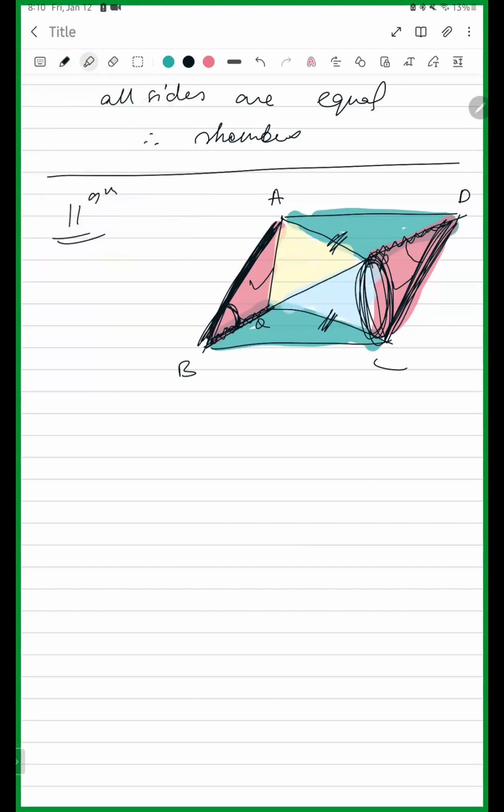In these two triangles, let me remove all the other distractions. Okay. So in these two ones, this side is equal to this side because we have just proven that. This side is equal to this side. We have proven that also. And this side is common. So that means these two yellow triangles are what? Congruent to each other. Yes? Yes. These two triangles are congruent.